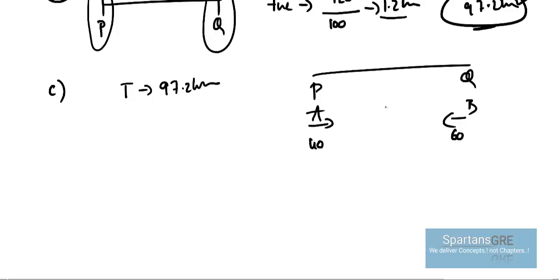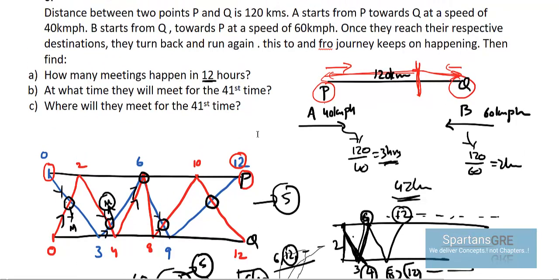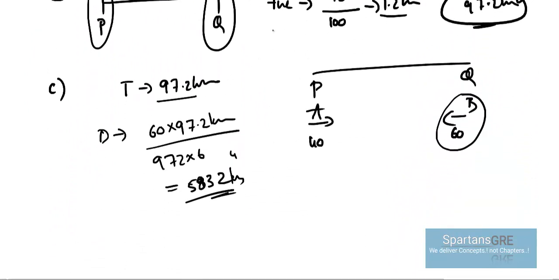Now the distance traveled by B. If I take any one, I can take. If I take the distance traveled by B in 97.2 hours, the distance traveled by B will be 60 into 97.2 kilometers. So that will be 972 into 6, these many kilometers. And you know, the total length is 120 kilometers. So how many times B has to move to cover 5832? So we divide 5832 by 120.